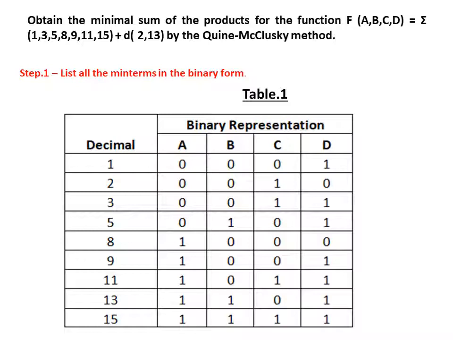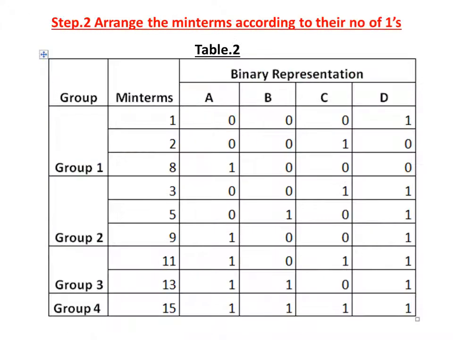So the first step is to list all the min terms according to the binary representation. So our min terms, we have included our don't care terms also, here 2 and 13. So we are writing them in increasing order with the equivalent binary representations. The second step is we are going to group based on the number of ones. So this is step 2. We are arranging the min terms according to their number of ones.